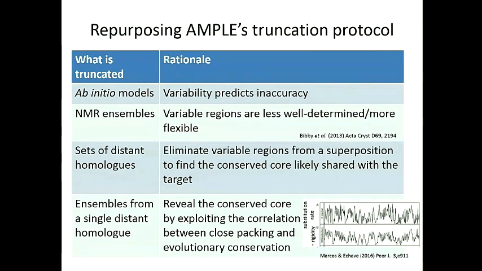That's the reference there. If you have several distant homologs, you can superimpose them and truncate off the variable part to find the conserved core that's likely to be in your target. And like I said, there's this interesting correlation between packing and evolutionary conservation, which we can exploit and produce ensembles even from a single distant homolog, and I'll show you how we do that.